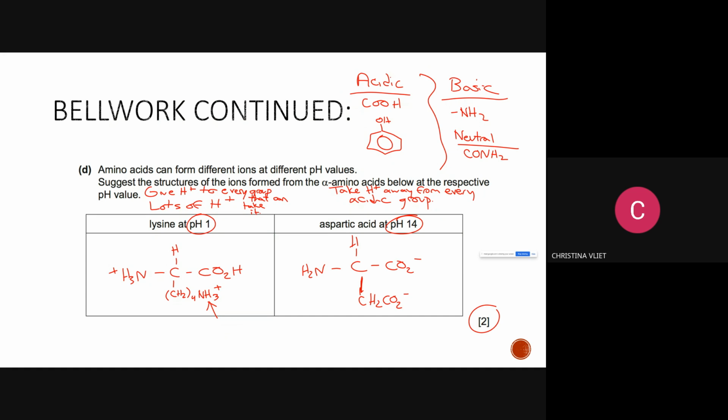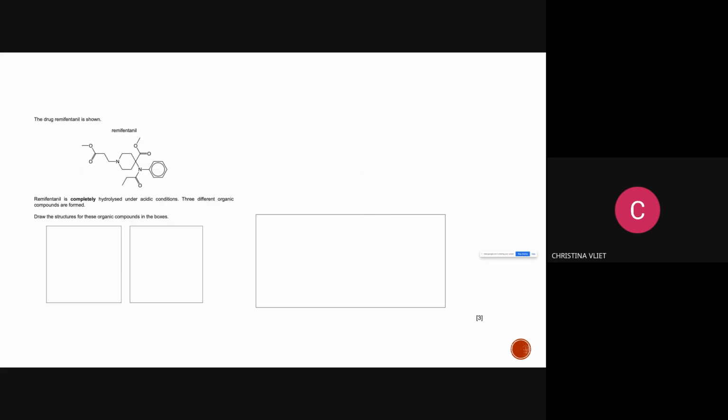The last question, the drug remifentanil, is shown. So remifentanil is completely hydrolyzed under acidic conditions. I think you could look up what it is used for, because if questioned, you can go back to this presentation. What is it for? It's an opiate. Oh, so it is kind of like fentanyl, right? Why do they make you think?